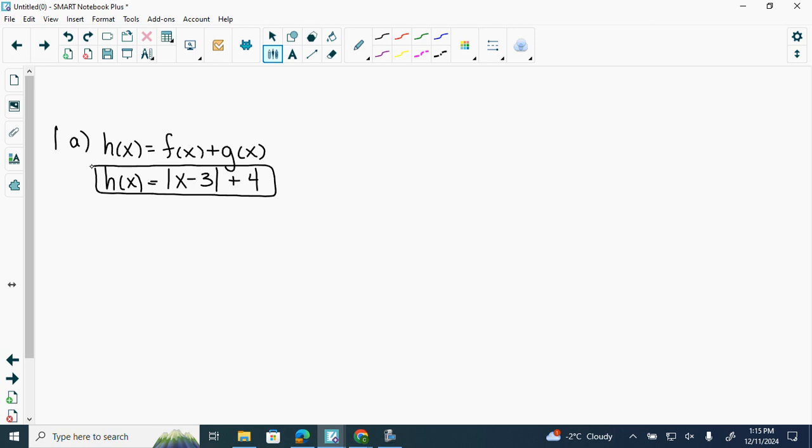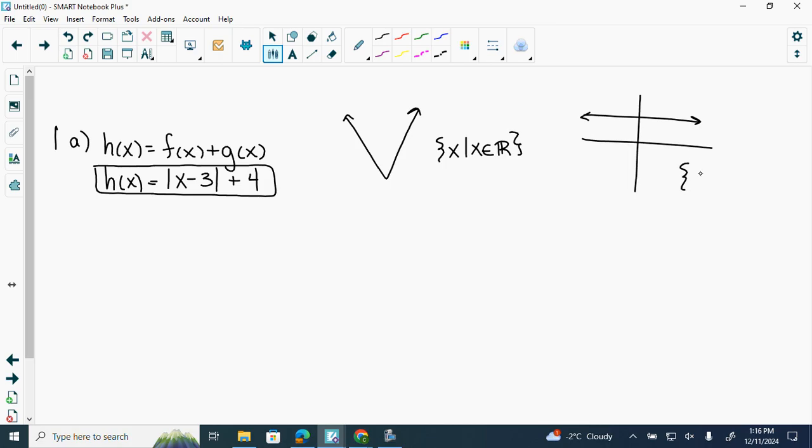So the domain of the absolute value of x minus 3 looks like a graph like this. What's its domain going to be? X is an element of the reals. Exactly. And g of x is a line at y equals 4. So it looks like this. What's its domain? x is an element of the reals.